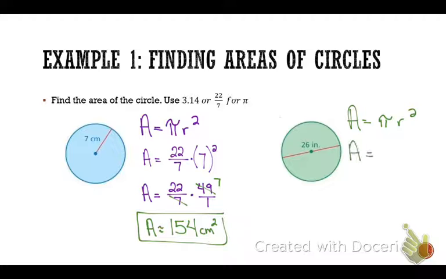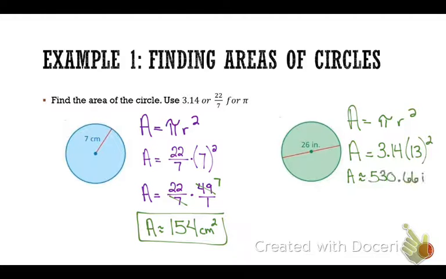Okay, so A equals 3.14. I use that because 26 is not divisible by 7. 3.14 times 13 squared. Where did I get 13 from? Yes, half of the diameter. All right, what's 13 squared?